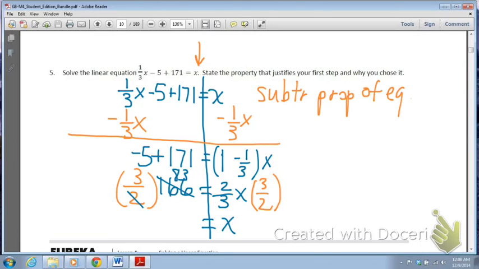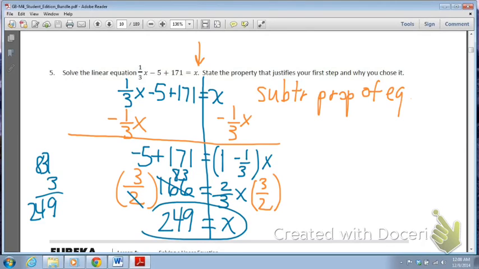Okay, I've got to do this 3 times 83. Whoops. 3 times 3 is 9. 249. Okay, so if I want to say that x equals 249 is a solution, then I need to check it in my original equation.